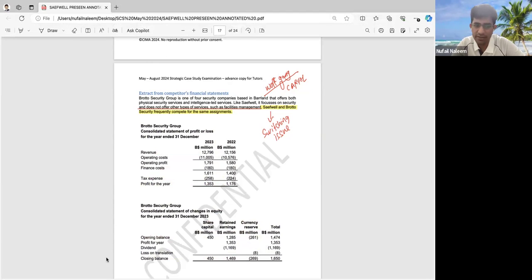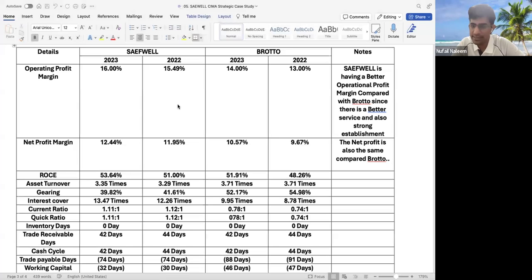Thank you. Now, students, you observe that it is the biggest risk. The biggest risk in this case is that marginal differences are there. They are indirectly competing with us on price. Do you observe that, students? There is a direct competition with price. So I'll write down here, Brutto is directly competing with price.